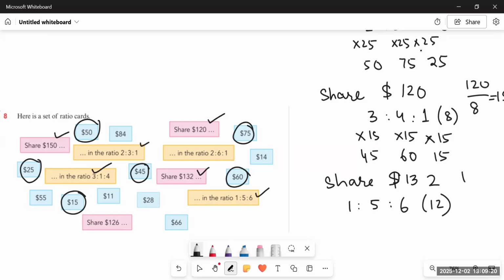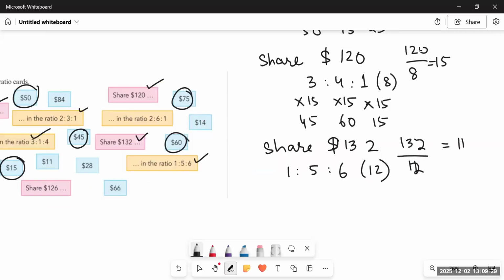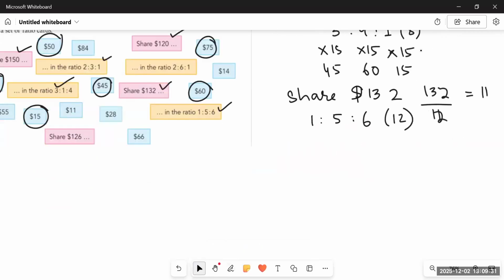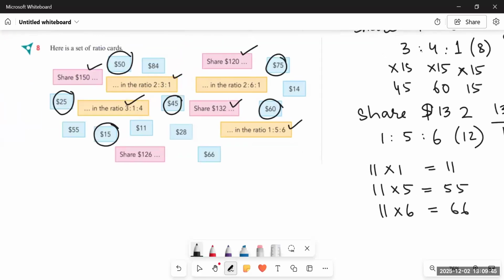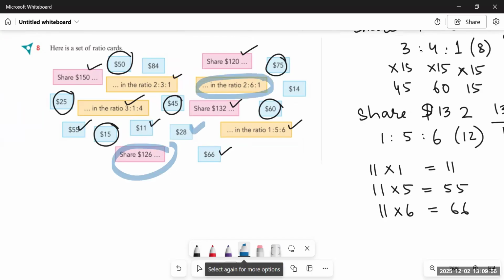So when we divide 132 by 12, we will get 11. It means we'll have to multiply 11 with 1, with 5, and with 6. 11 ones are 11, 11 fives are 55, 11 sixes are 66. So here we have got the answers 11, 55, and 66. It means the remaining ones, share 126 in the ratio 2:6:1, would be 28, 84, and 14 ultimately.